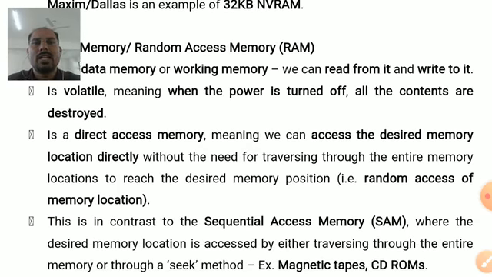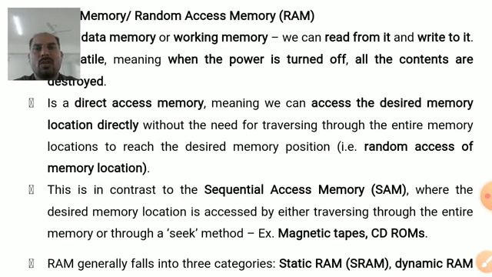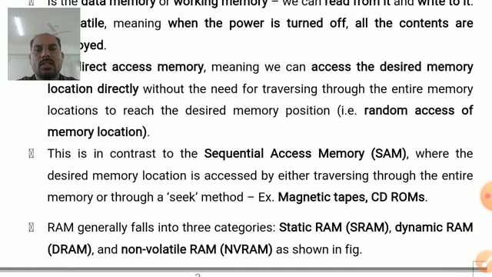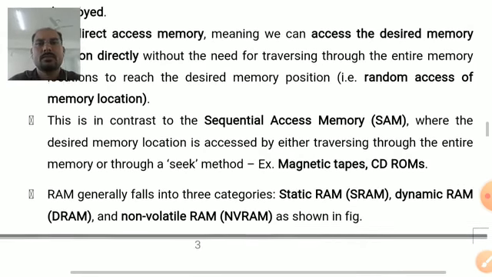It is a direct access memory. It means that whichever memory location we want to access, we can go to that memory address directly without traversing through the entire memory locations to reach the desired memory location. In contrast to this direct access memory, we have sequential access memory. In that case, if you want to go to any particular memory location, we need to traverse through the entire memory, that is through a seek method. The examples of sequential access memory are magnetic tapes, CD-ROMs, etc.